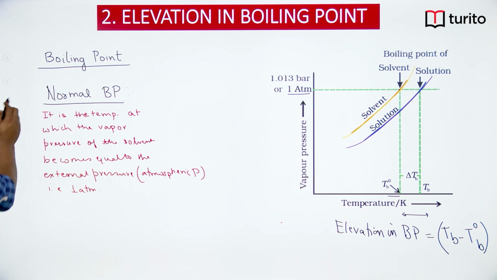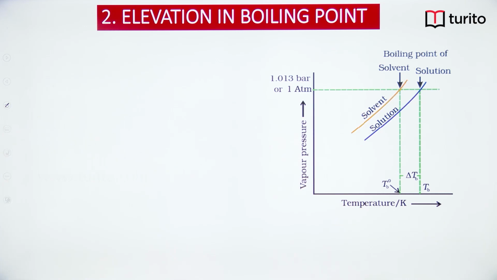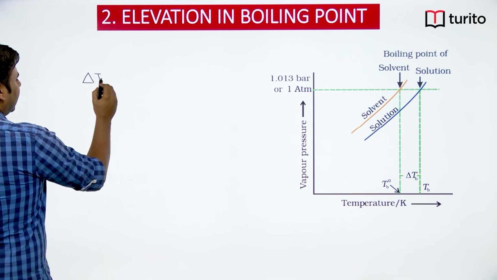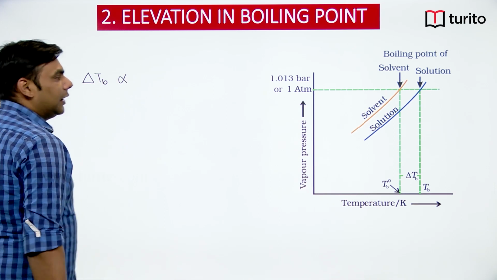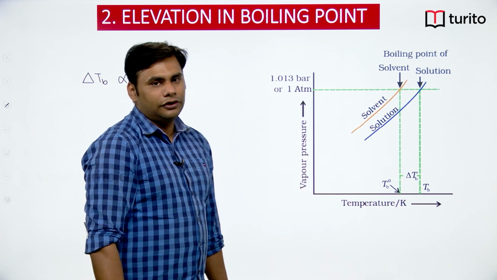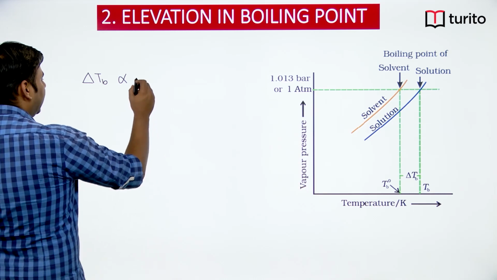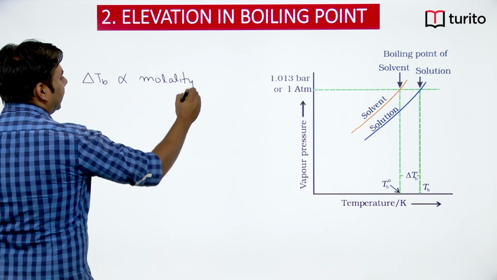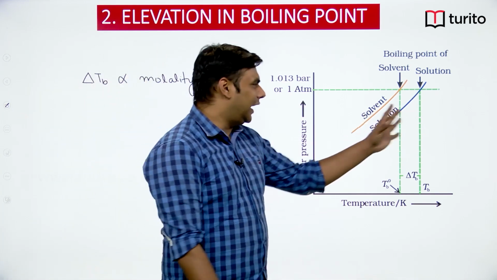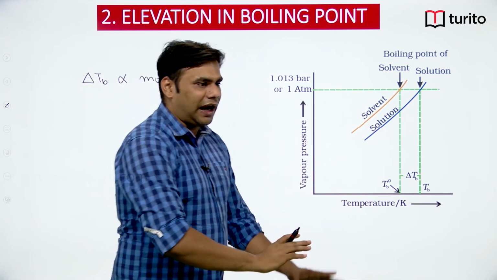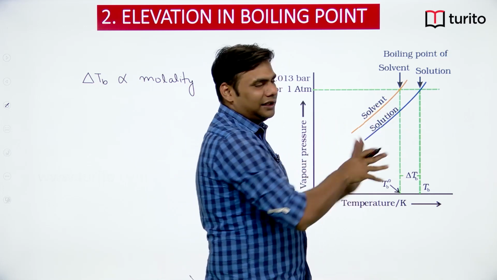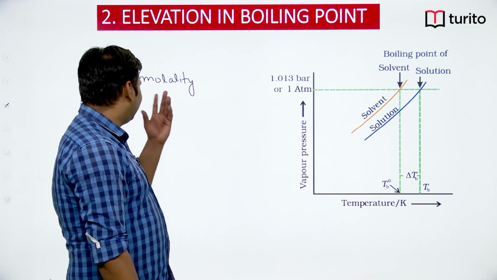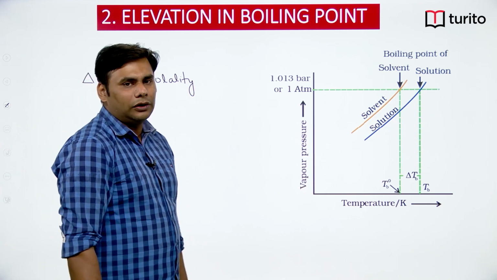Okay, so we can derive the formula as well, but I am not going into the derivation. I will directly say that delta Tb is proportional to the number of particles of the solute added. So I can write that delta Tb is proportional to the molality. Okay, so this can be derived by having a similar triangle concept, joining them as a triangle and then deriving the formula. Derivation of formula is not important at this stage. If you know the formula, you can easily handle all the questions.